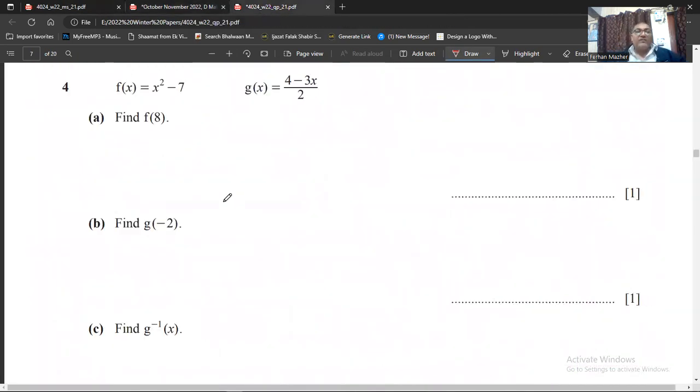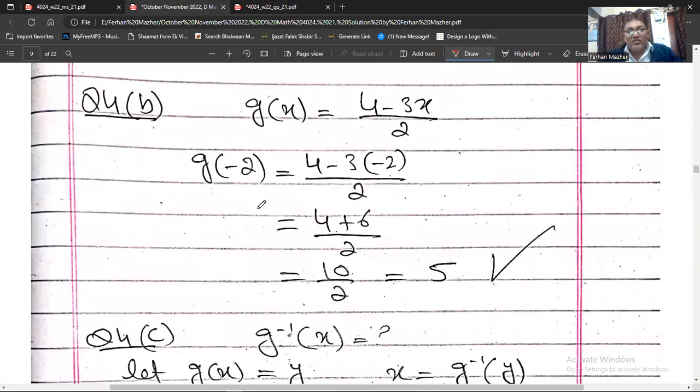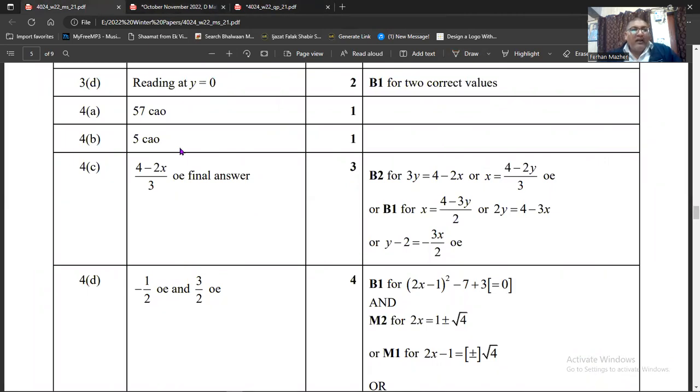The B part, question number 4, find g of minus 2. So in this formula, in the place of x, substitute minus 2. So it will be 4 minus 3 bracket minus 2 bracket closed, the whole thing divided by 2. So it will be 4 plus 6 divided by 2. That will be 10 by 2, and that will be 5. Our answer is right.